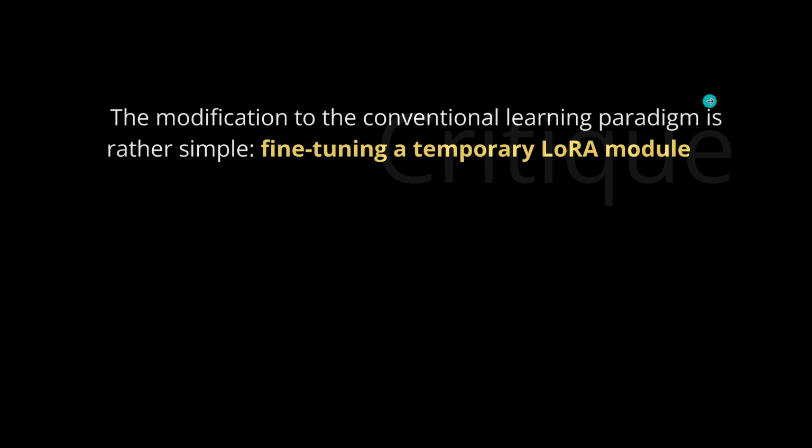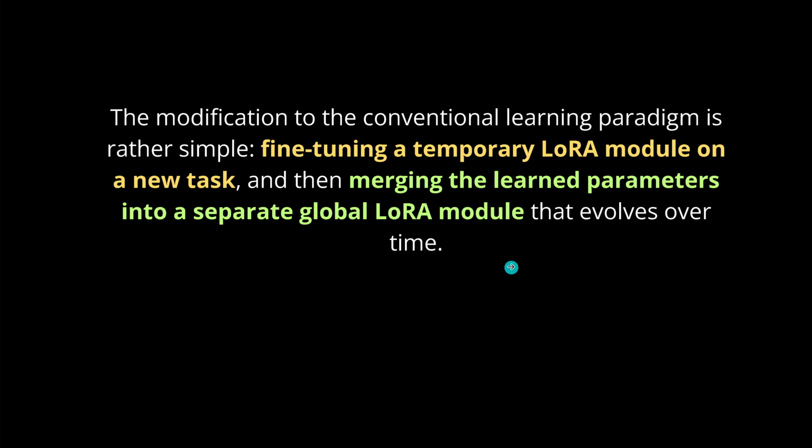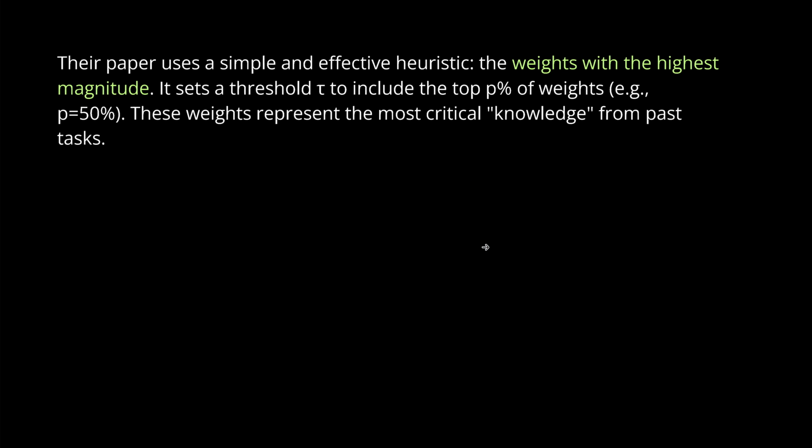So let's start. What is it that I'm focusing on? You know, this is the statement. They tell us here the modification of the conventional learning paradigm is rather simple. Fine-tuning a temporary copy of the LoRA module on the new task and then merging the learned parameters into a separable global LoRA module that evolves over time. Okay. But if we only use here a simple and effective heuristic, I think this is not enough. So if we go for the weights of the highest magnitude, and we have a threshold tau to include only the top 50%, I don't think this is correct.